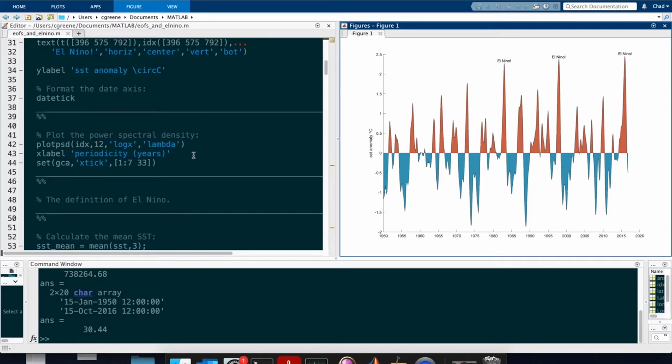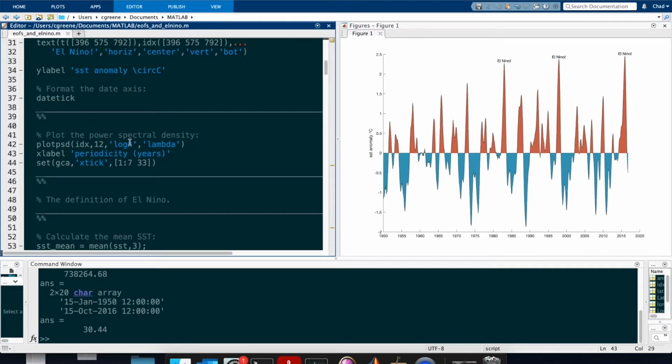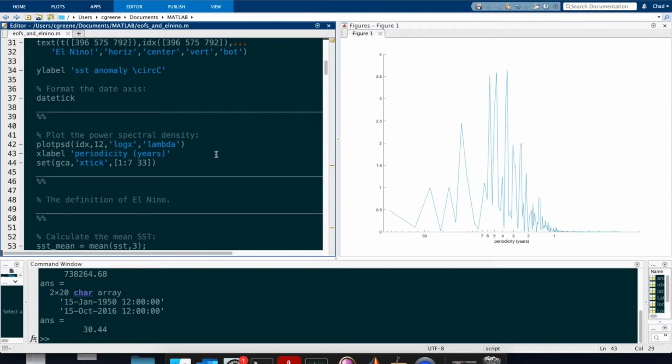And if you're curious about how frequently they occur, you can use the plotpsd function to plot the power spectral density. And this tells us exactly what we would expect, that the El Niño index has energy between the 2 and 5 or 7 year interval, and that's exactly part of the definition of El Niño, or part of our best understanding of El Niño.